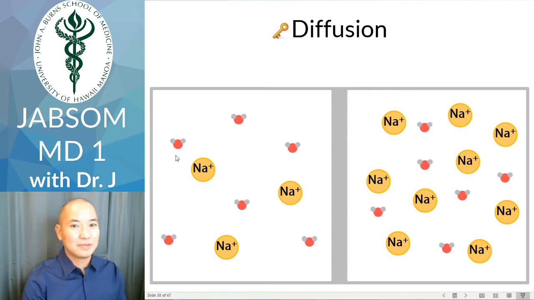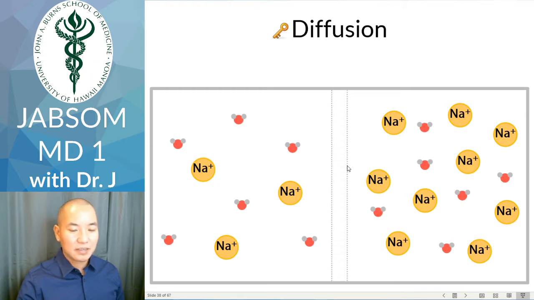I can summarize diffusion in just three words: high to low. And by high, I mean from higher concentration to lower concentration. Here we have two solutions. They both have an equal amount of water molecules, but the solution on the right has way more sodium ions than the one on the left. What happens if we remove the barrier between the two solutions?